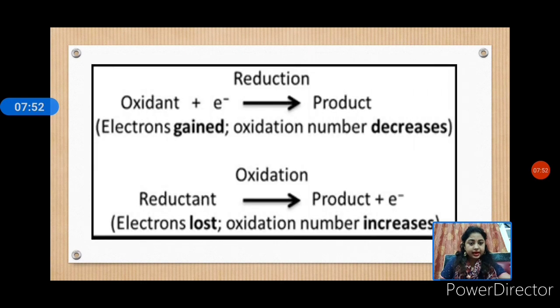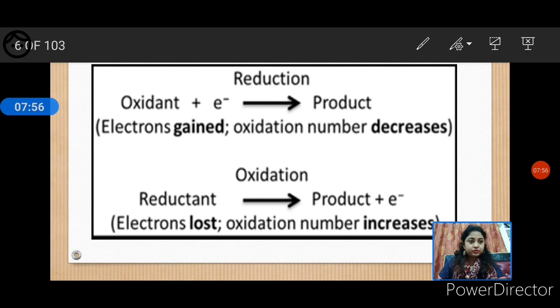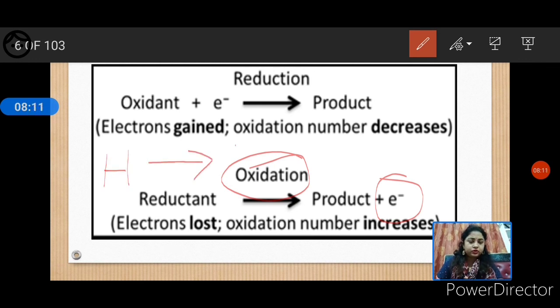Try to understand with this. In oxidation, loss of electron will occur. Okay, so any example you can take. If you are taking just hydrogen, loss of electron, what will happen? It will gain a positive charge, H plus electron.